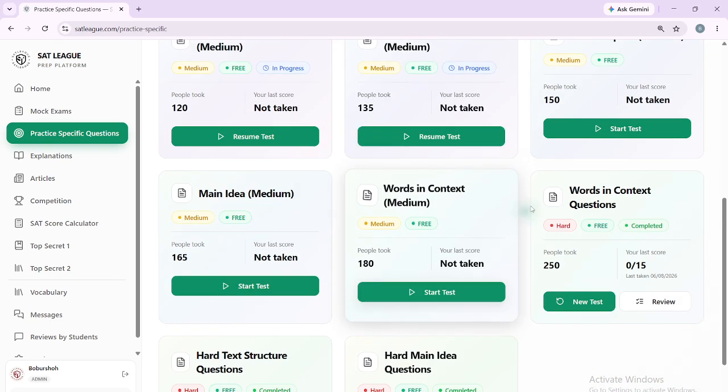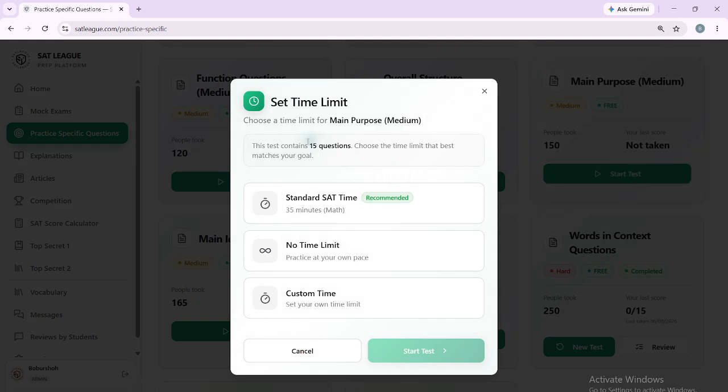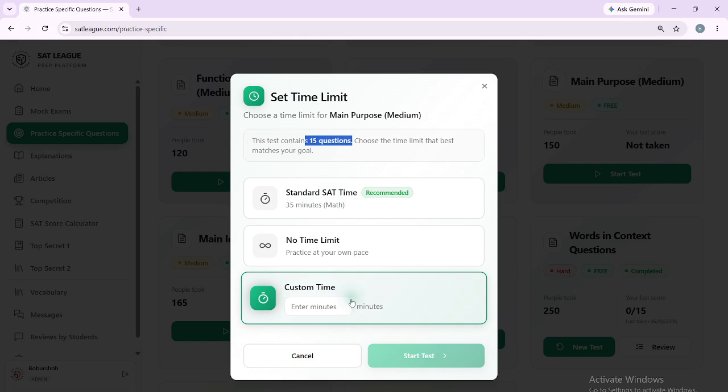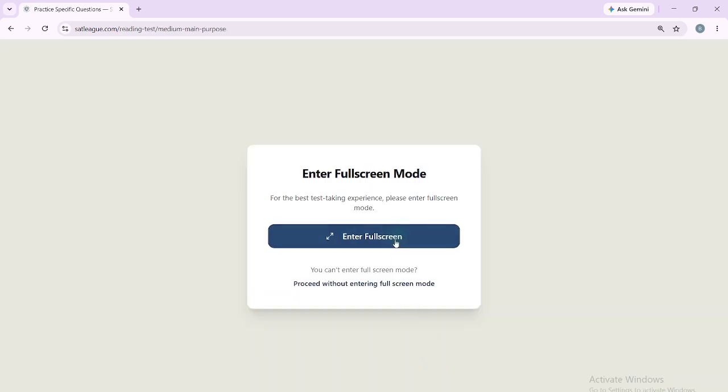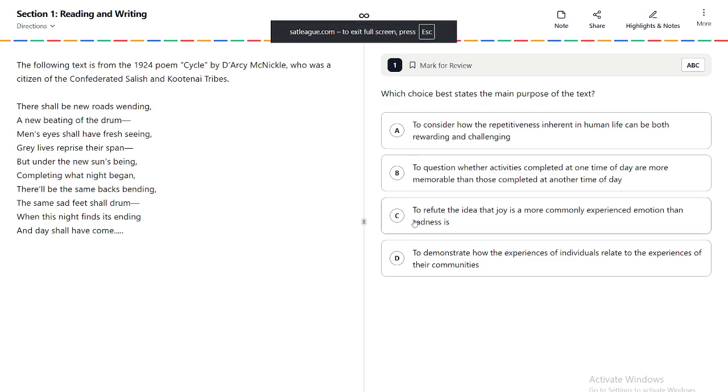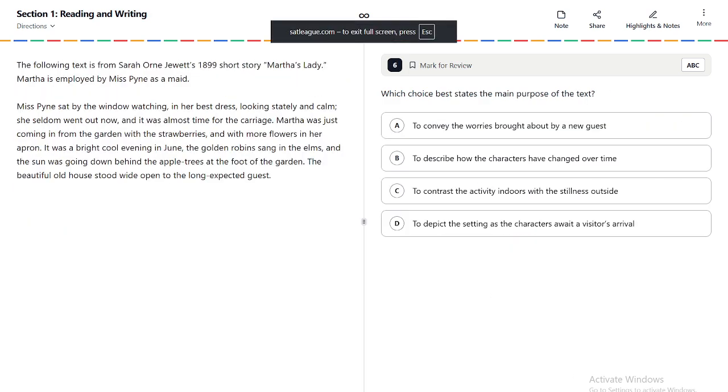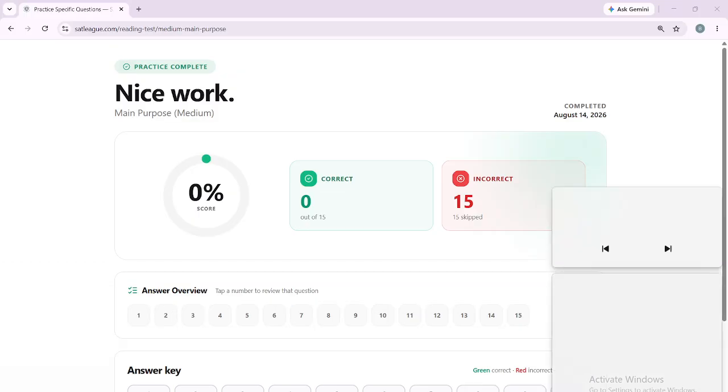What I want you to do is to start testing. There are 15 questions. You can put 35 minutes if you want. You can put a custom time, let's say 100 minutes, or you could put no time limit. I want you to put no time limit and start the test. And start solving the questions here. All right? Let's say we have finished.